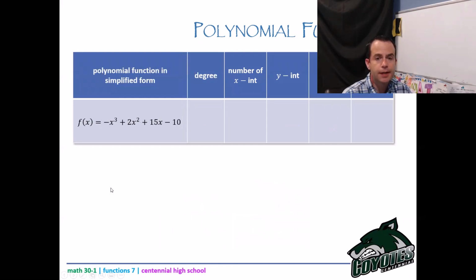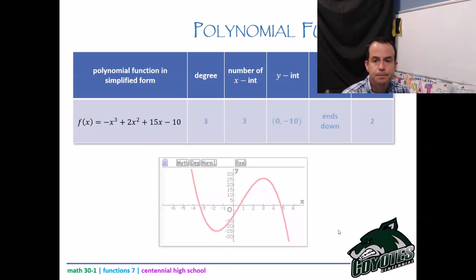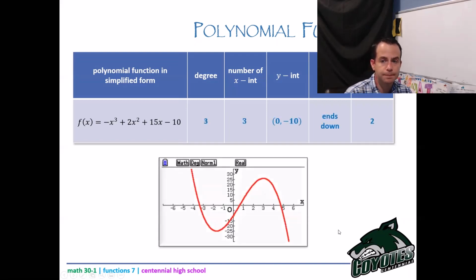All right, try this guy. Make sure you're pausing me and trying things yourself. You're going to end up with, this is still a degree 3. The y-intercept will be at 0, -10. The end behavior will be down this time because my leading coefficient is negative. There'll still be 2 turning points. You'll graph it to find the number of x-intercepts. And in this one, we get 3.